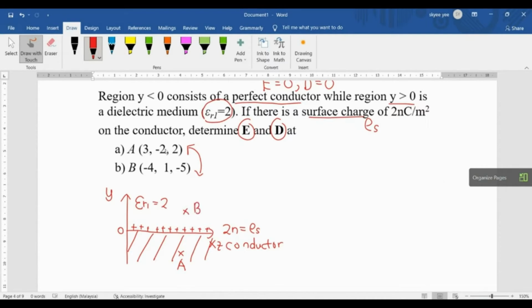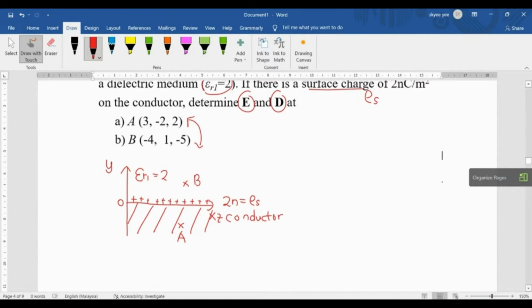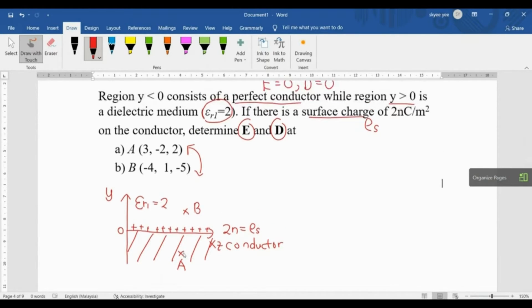I don't really care about the x and also the z, because I know that they are along this plane. So B will be located in the upper portion, and A is located in the bottom portion. Meaning that you have to find the D and also the E at these two regions. Let's look at A first.